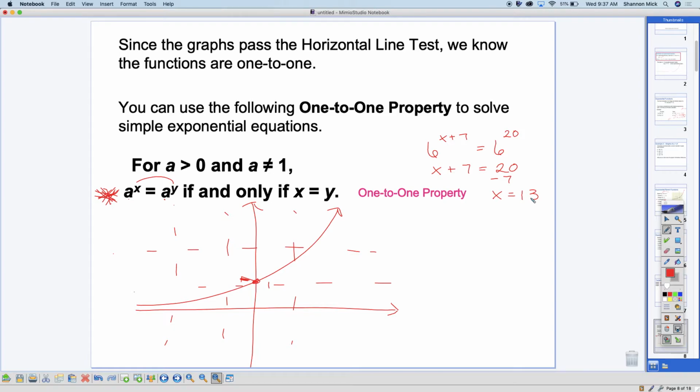So the one-to-one property is the easiest property to use in any of these functions that we will be introducing over the next while, but it's also the one we tend to forget about. So don't forget about it, okay? If the bases are equal, what's equal? Yes. The exponents.